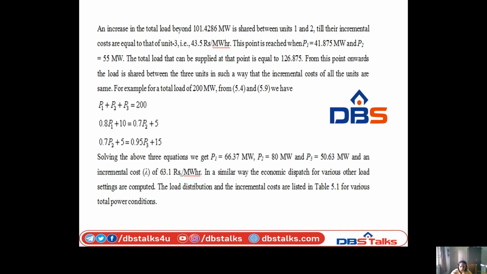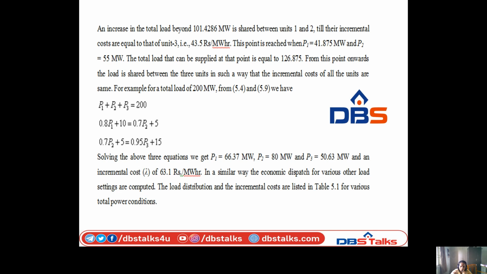Then the total load can be supplied with a point that is equal to 126.875. From this point on, the total load is shared between the three units in such a way that the incremental cost of the units will be the same. So here, for example, the total load will be 200 megawatts. Then P1 plus P2 plus P3 will be 200 megawatts.